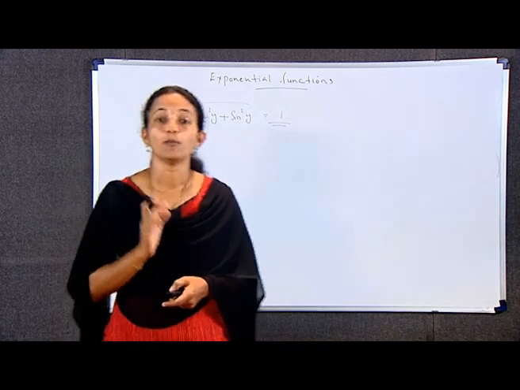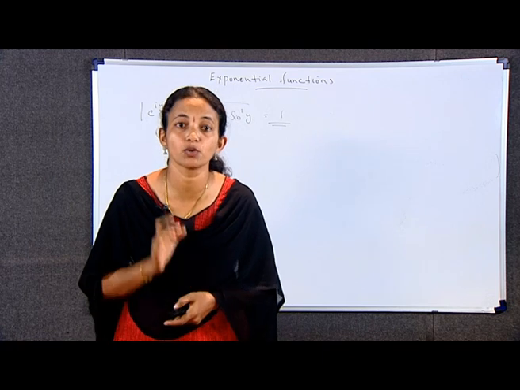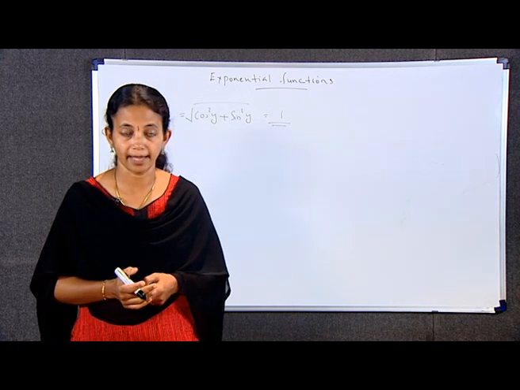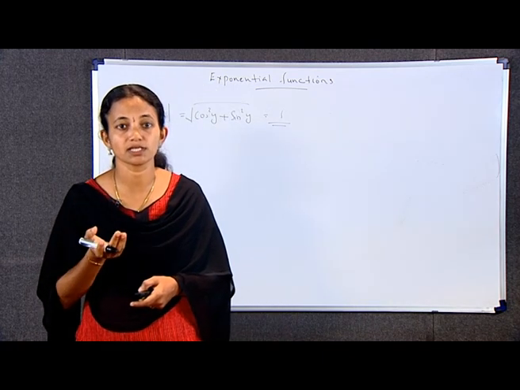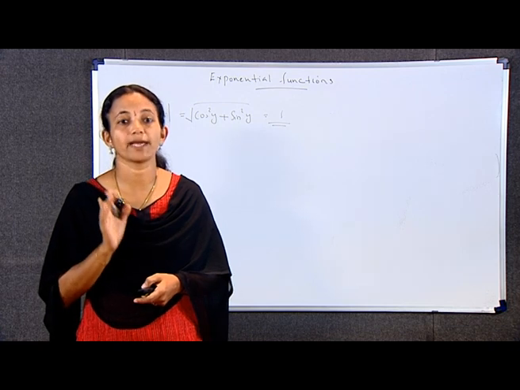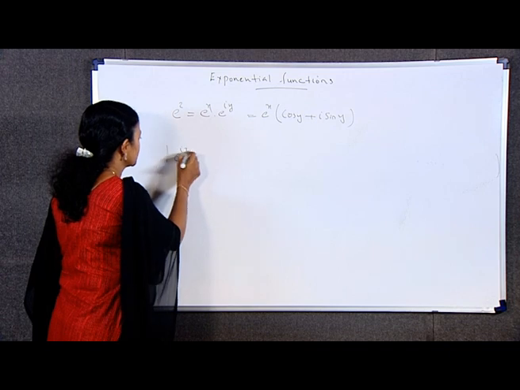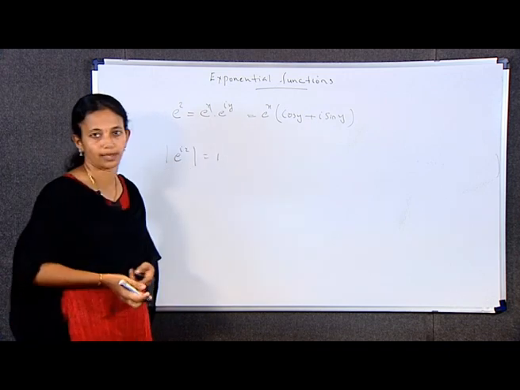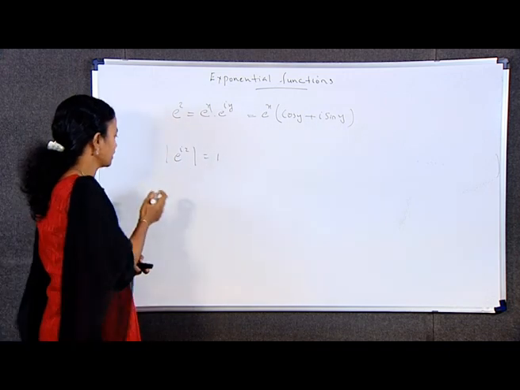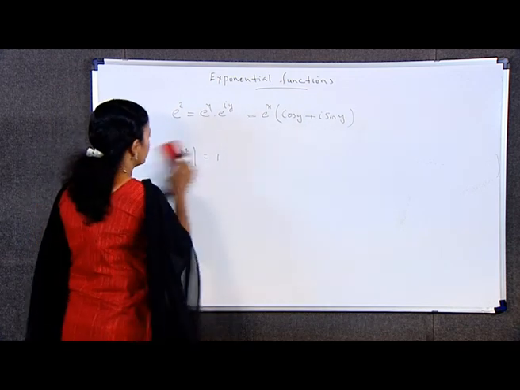Next we have modulus of e raised to z is equal to e raised to x, and argument of e raised to z is equal to y plus 2n pi. That is, modulus of e raised to iz is equal to 1. Next we have the next property.